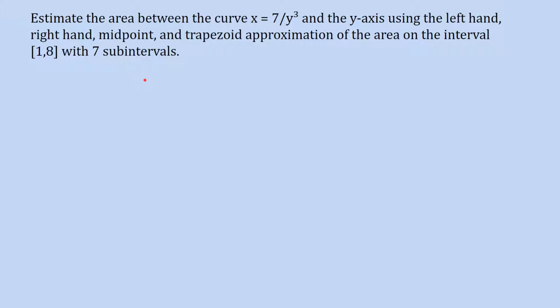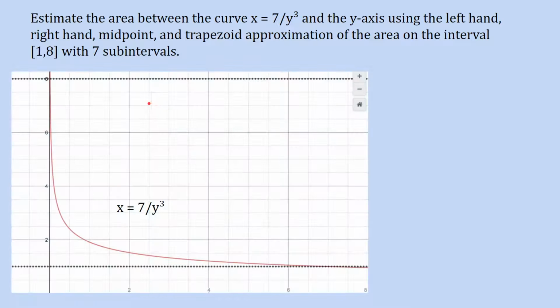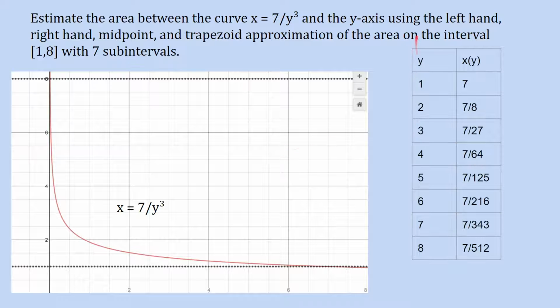Here's a Riemann problem where we have to estimate the area between the curve x equals 7 over y cubed and the y-axis using left-hand, right-hand, midpoint, and trapezoid approximations. And we're doing this on the interval 1 to 8 with 7 subintervals. So here's a graph of the function, and here's a table of the y values and all those function values.